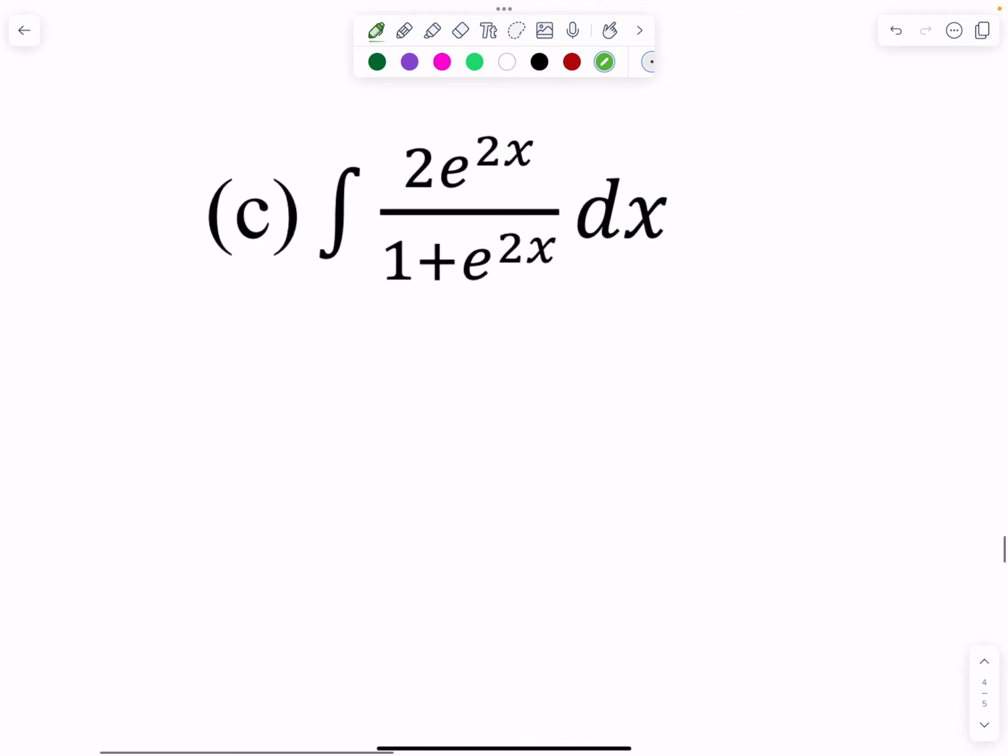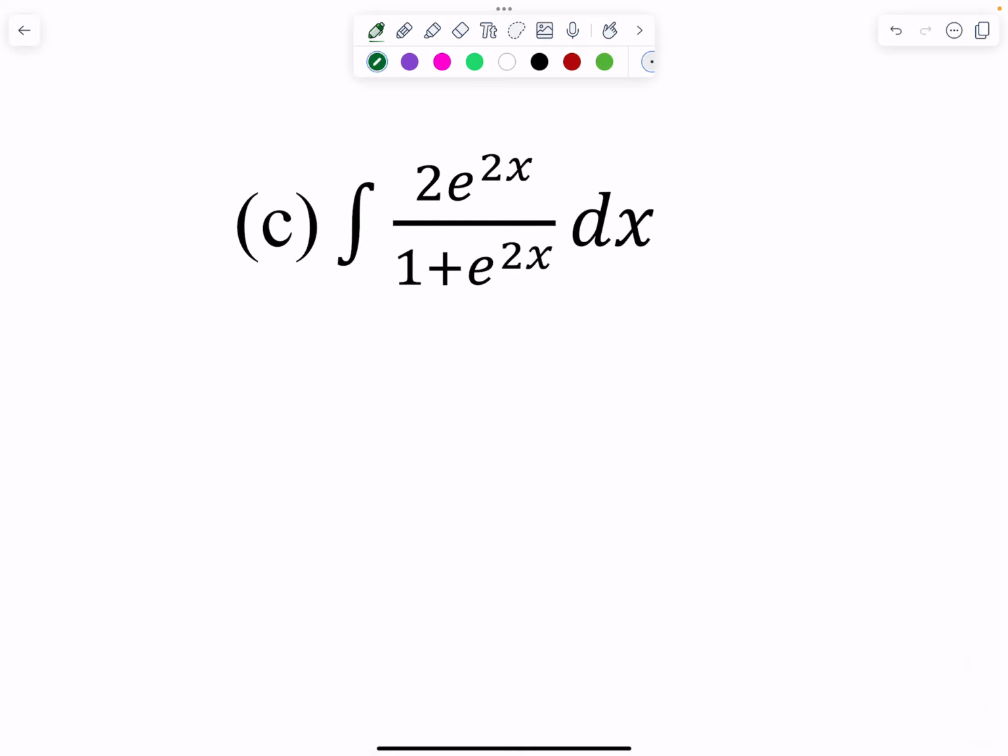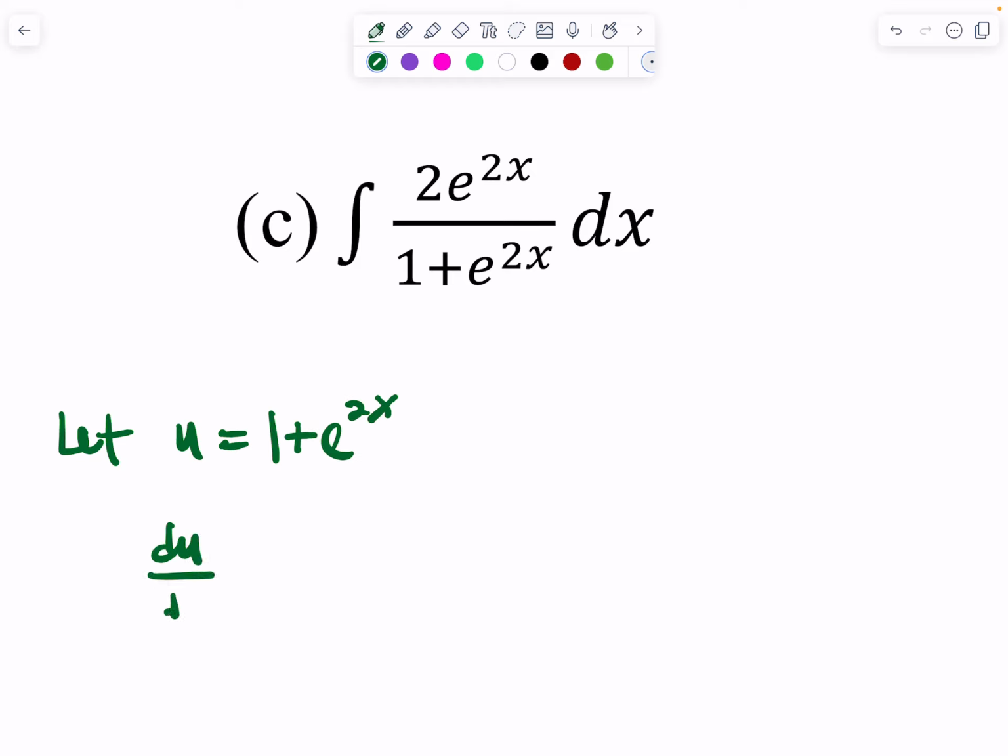This last one's a little bit tricky. It's kind of thrown people off, but you could also pause the video if you would like and try it on your own. I am again going to do a u sub, and I see that if I were to let u equal the entire denominator here, then the derivative of u with respect to x would be e to the 2x times 2, which is good because I'm trying to get this 2e to the 2x. I'm not really worried about the 2, but I do want the e to the 2x dx to be replaced.